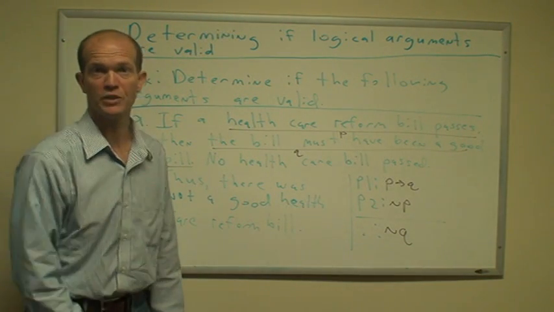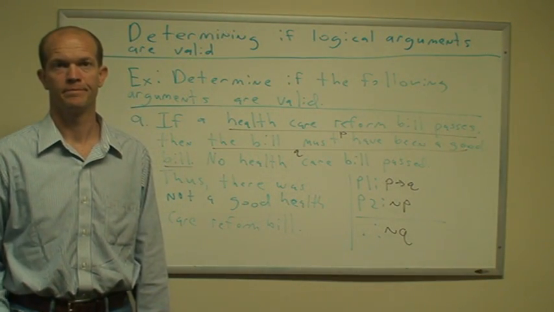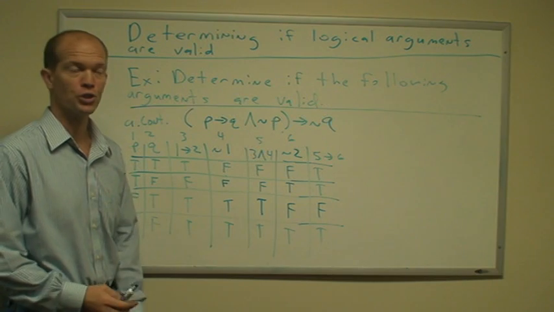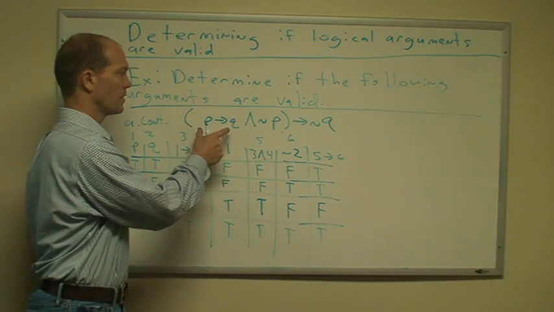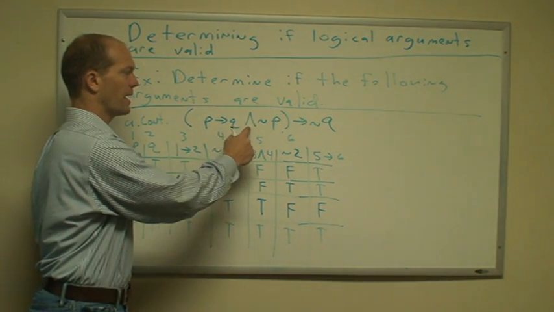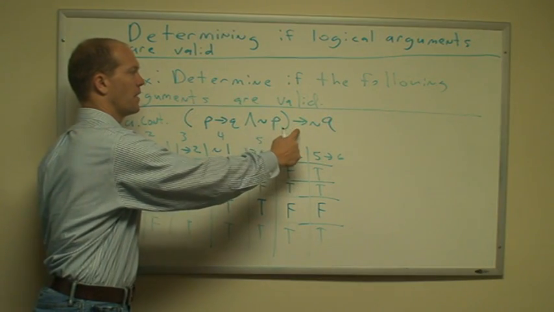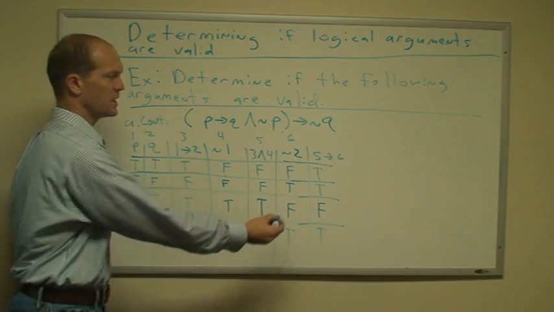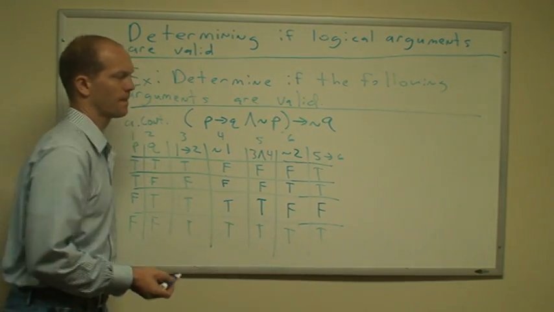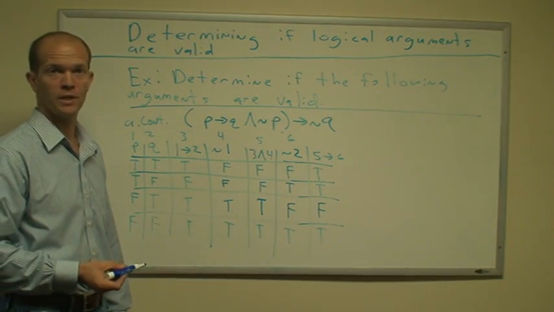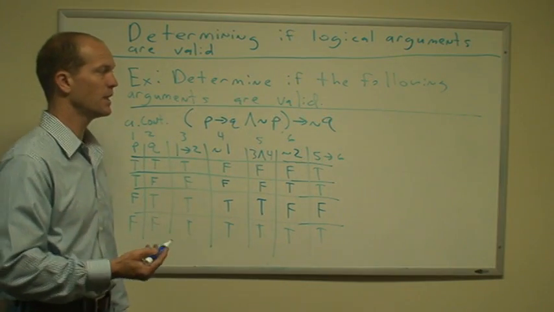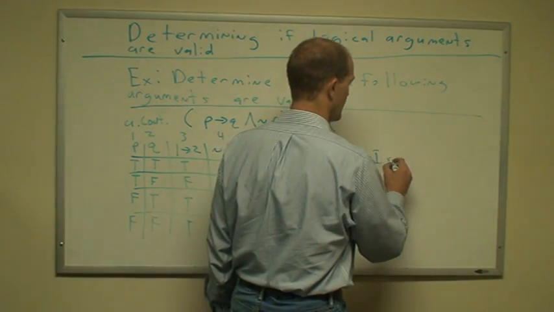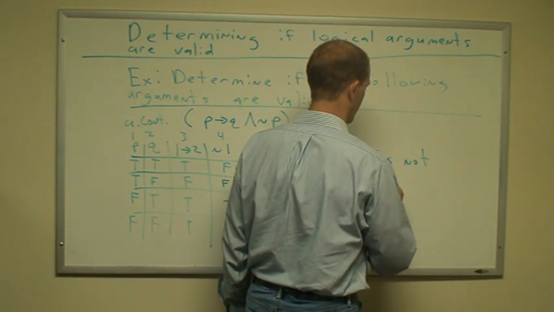Next, we'll determine if this argument is valid. In this example, we want to determine if the statement, if the quantity if P then Q and not P, then not Q, is a tautology. Looking at the truth table for this, we see that the final column is not all true, therefore this statement is not a tautology, and this argument is not valid.